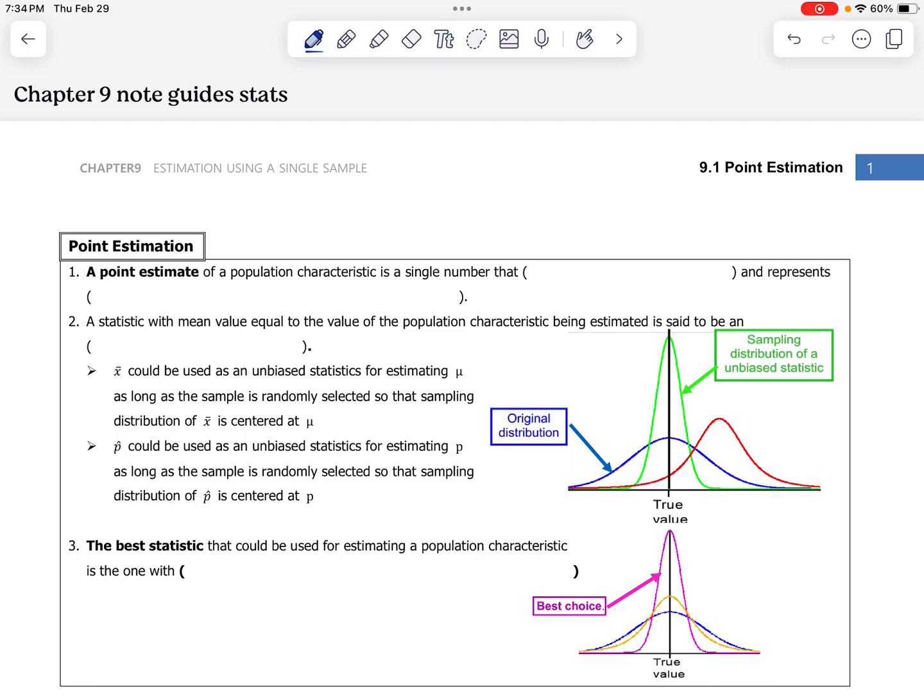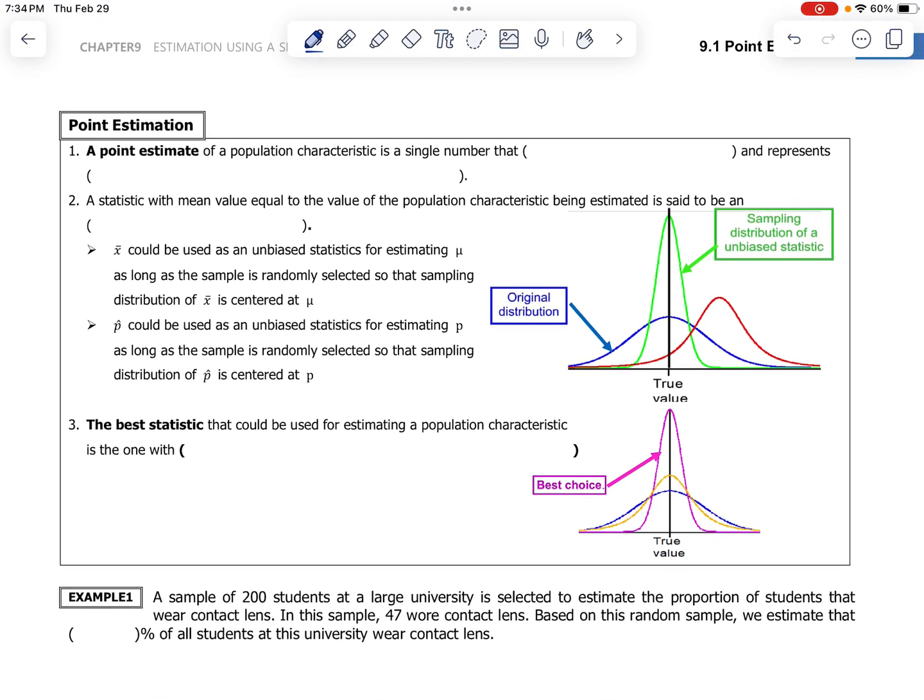Hello, everybody. Here are your Chapter 9, Section 1 notes on point estimation. I also have your calculator handy because we're going to do some calculations. Now, in this chapter, we're talking about confidence intervals, but we first want to discuss in this section point estimation.